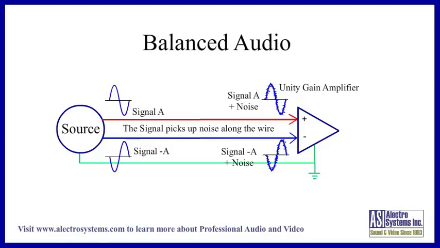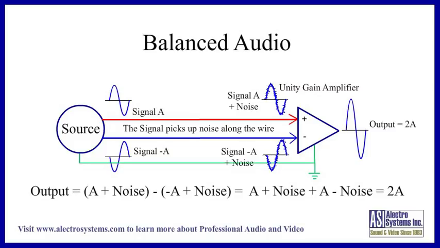When they are processed by the amplifier, the output is equal to A minus -A, which equals 2A. Because the noise on the two lines is in phase, it is subtracted from itself and thus cancels itself out. The equation for this is the amplifier output equals (A plus noise) minus (-A plus noise), which equals A plus noise plus A minus noise, which equals 2A. This means that the signal has doubled and the noise has cancelled out to zero. For this reason, all sound systems need to be balanced. Now back to our main discussion.